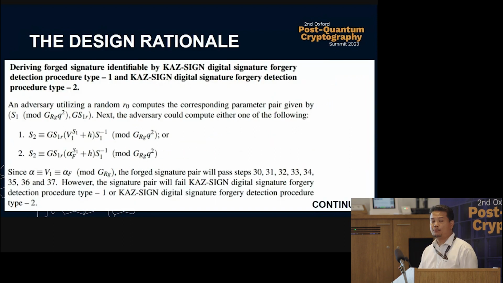Okay, so what are the types, what are the structures of signatures that fall under the category that will be rejected? So you have these two signatures. The first signature utilizes directly the public key inside the signature. And the second one is utilizing alpha F, which is V1 modulo GRG, which is publicly available. And these two equations will pass the final step, steps 30 until 37. However, it will be rejected by type 1 and type 2 detection procedures.